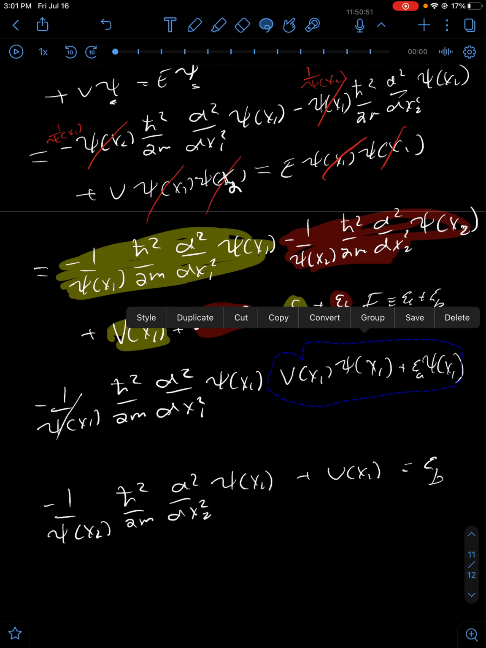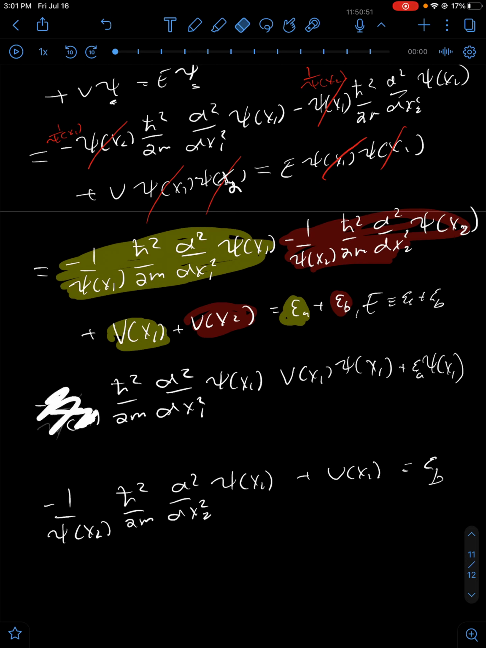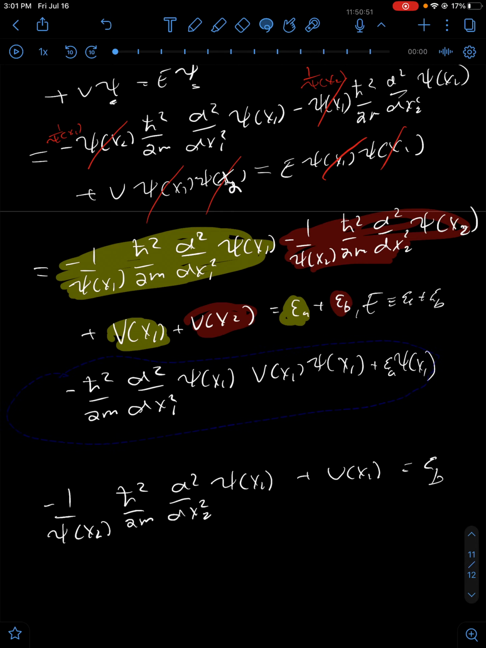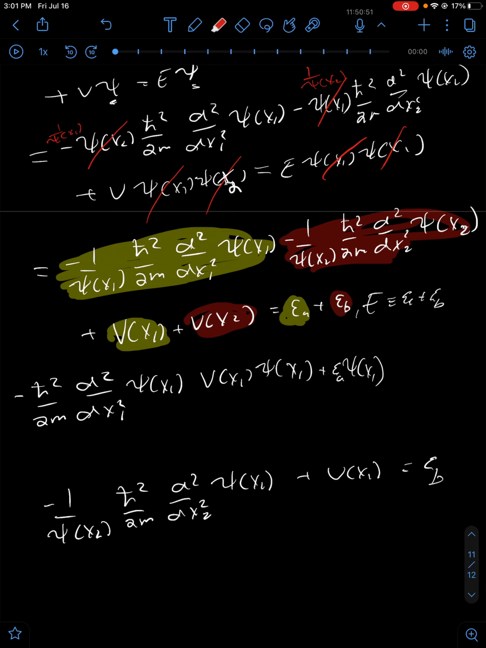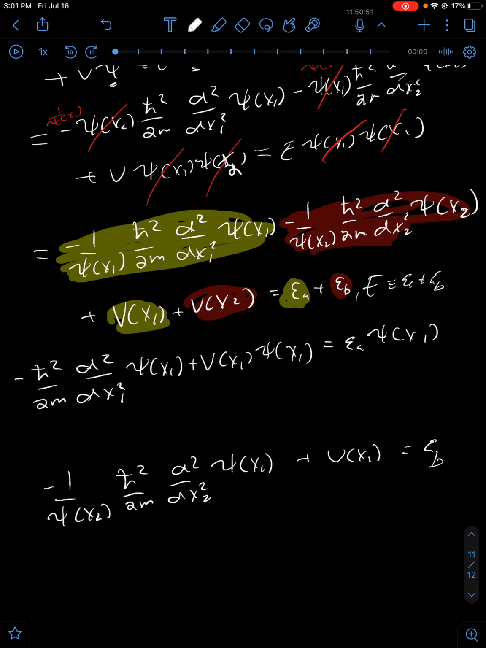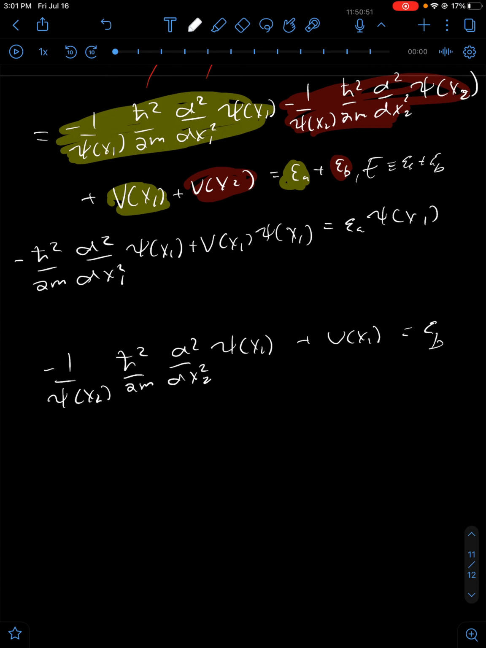Let me erase this part and bring the minus back. This is just aesthetics, just ignore this part. Oh yeah, this should be equal, sorry. It equals epsilon A psi of x1, and this is plus this. All right, this is not aesthetics.